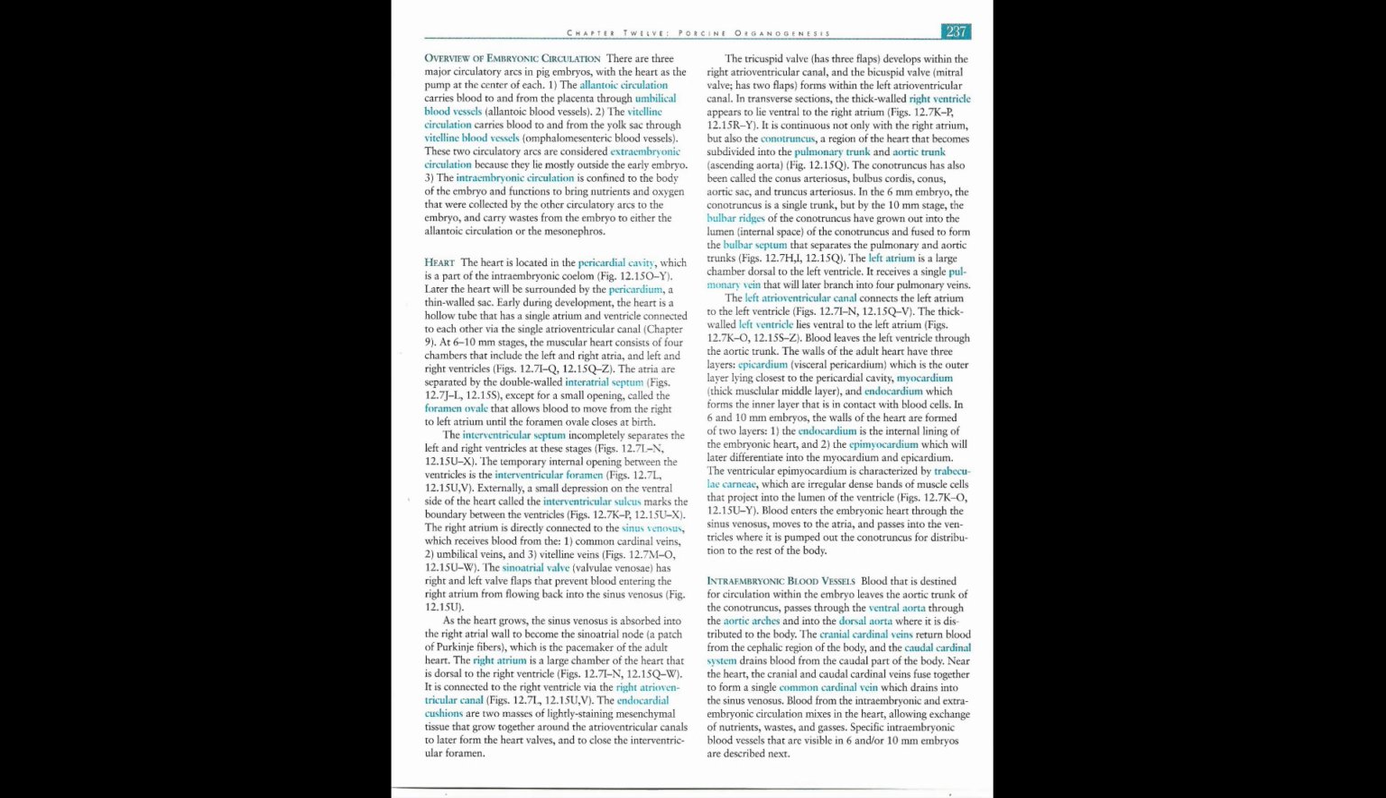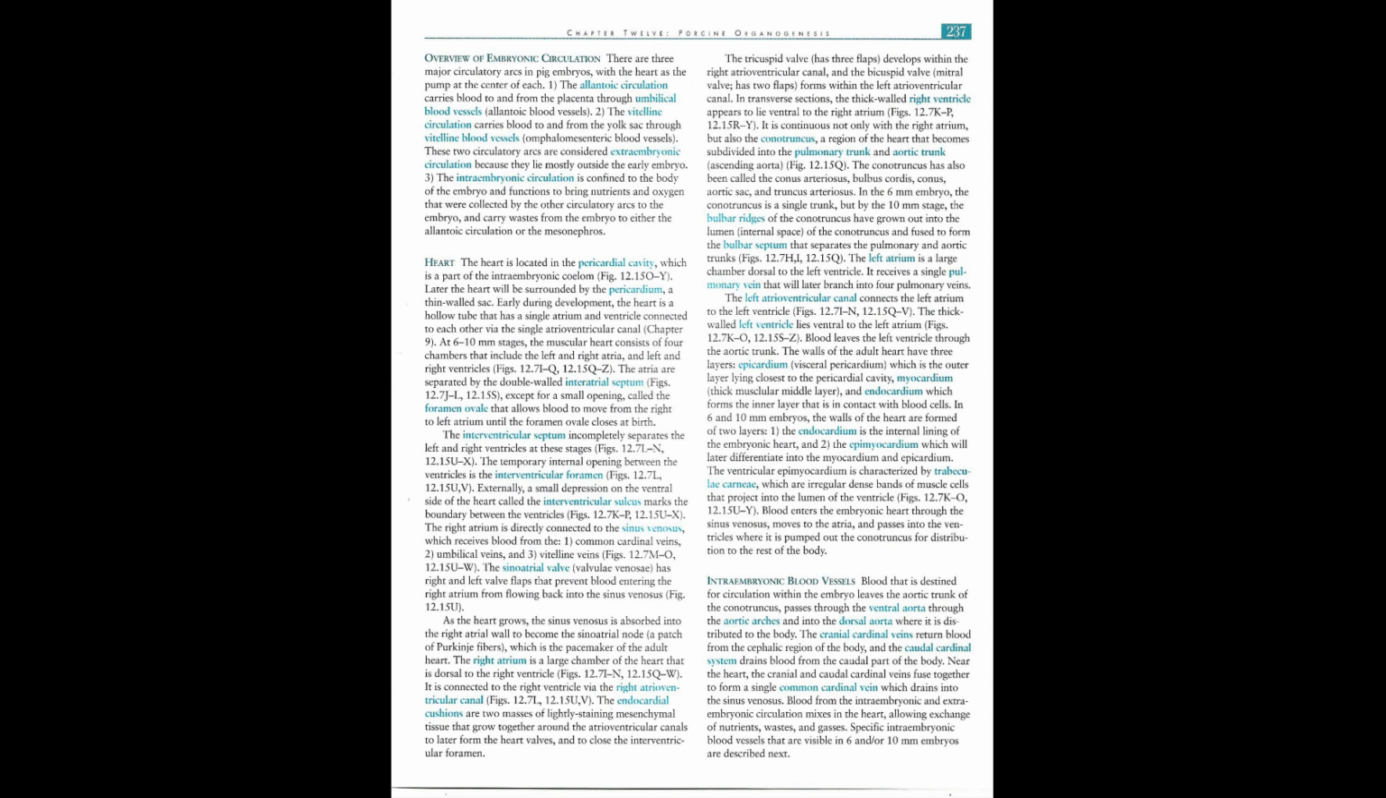The right atrium is directly connected to the sinus venosus, which receives blood from the 1. Common cardinal veins, 2. Umbilical veins, and 3. Vitelline veins, Figs 12.7 M0, 12.15 UW. The sinoatrial valve, valvulae venosae, has right and left valve flaps that prevent blood entering the right atrium from flowing back into the sinus venosus, Fig 12.15 U. As the heart grows, the sinus venosus is absorbed into the right atrial wall to become the sinoatrial node, a patch of Purkinje fibers, which is the pacemaker of the adult heart.